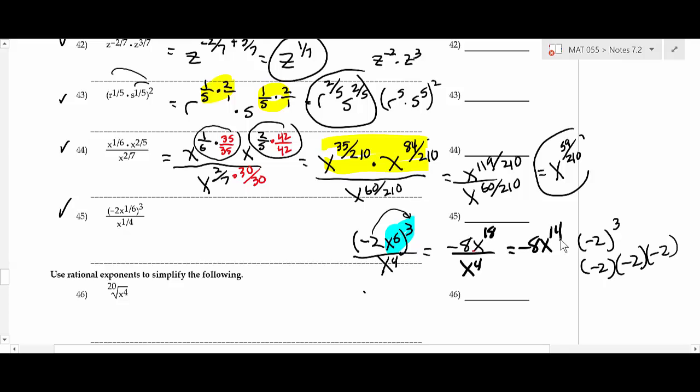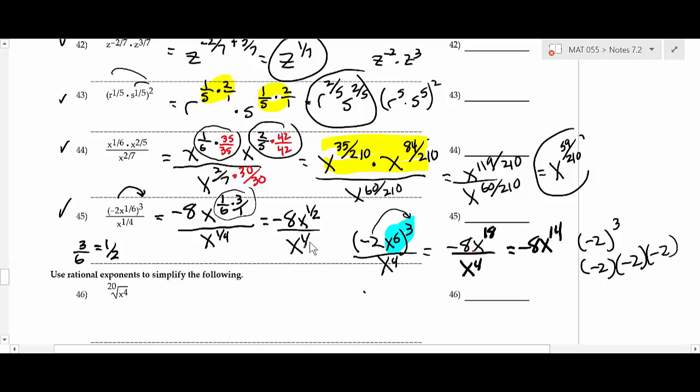The problem you're doing is going to be done exactly the same way. You're going to start off by doing negative 2 to the third, which is negative 8. Then you're going to multiply this exponent. You're going to do 1/6 times 3 over 1. And then I'm not ready to do anything with 1/4 yet, correct? If I multiply this fraction straight across, that would give 3/6. But 3/6 reduces to a half. So you would end up getting negative 8 x to the 1/2 over x to the 1/4. Everybody with me on that?